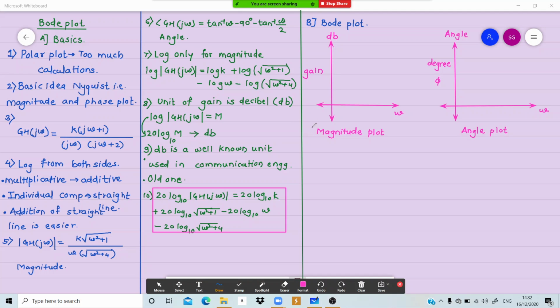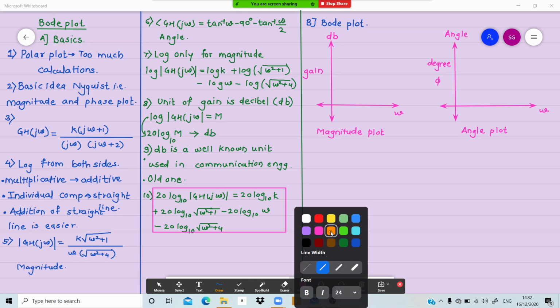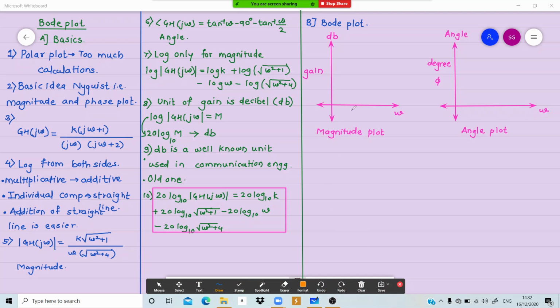Now one more thing you keep in your mind, this x-axis is not just omega, this is going to be log of omega. Now why log of omega? Because you very well know that if we have this in log, we can have more frequency range fitted on this plot. So I'll write, this is a log scale. This is also a log scale.